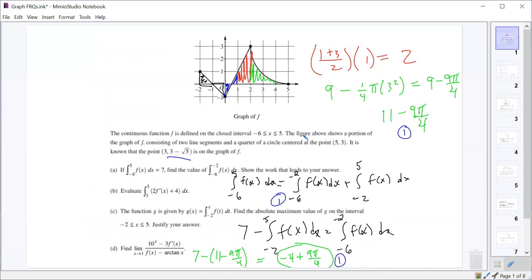All right, part C says the function g is given by the integral from -2 to x of f of t. We want to find the max of g on the interval -2 to 5. Absolute max, closed interval, which means remember that you're going to have to check the endpoints, as well as all critical values. So first off, we need to figure out what g prime is, and g prime ought to just be f of x using the fundamental theorem of calculus.